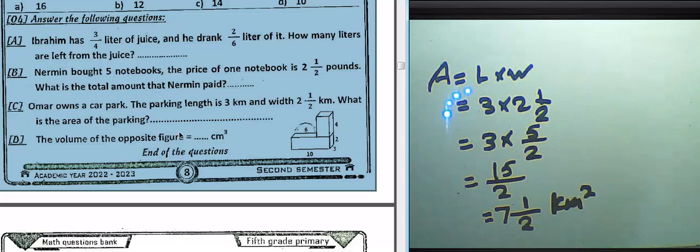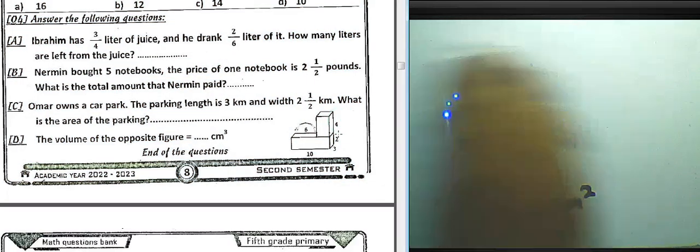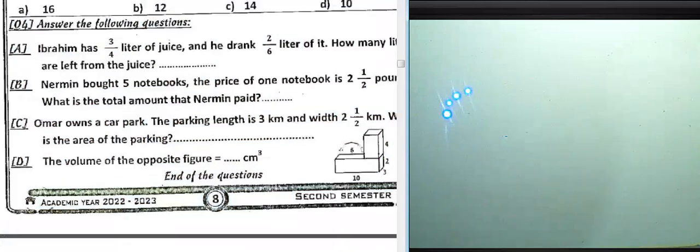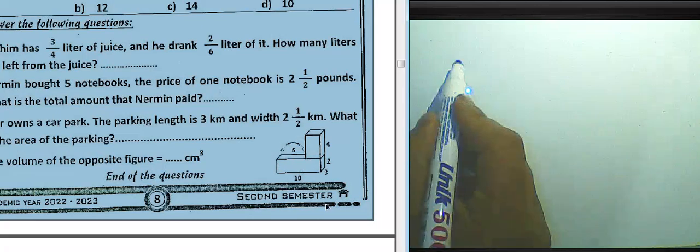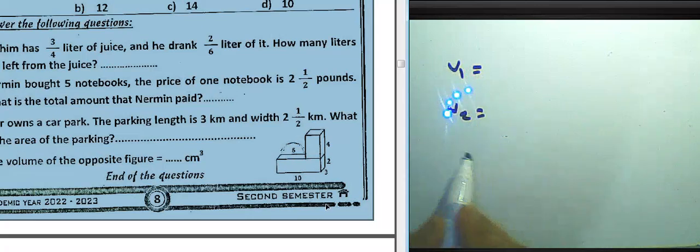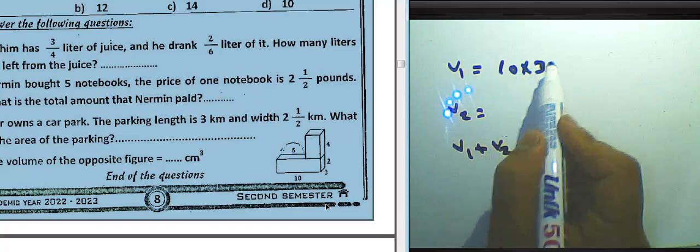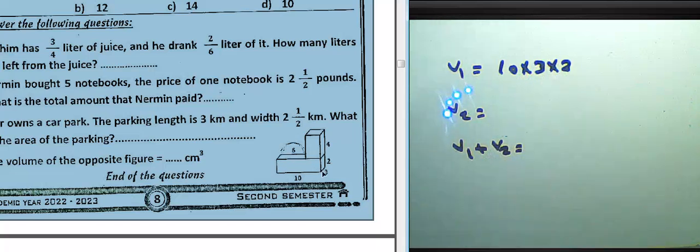The volume of the figure here equals... We have a complex shape here, so we find volume 1 and volume 2, and then add them. Look here, we have length and width and height, so we must write volume 1 and volume 2, and then find them and add them. Volume 1, length times width times height: 10 multiplied by 3 multiplied by 2.